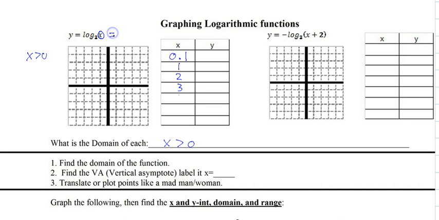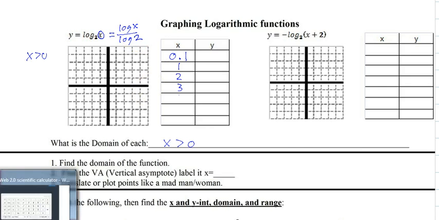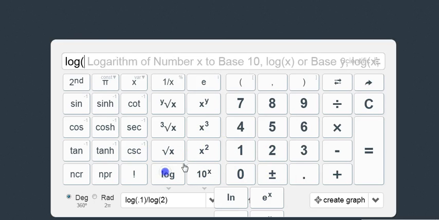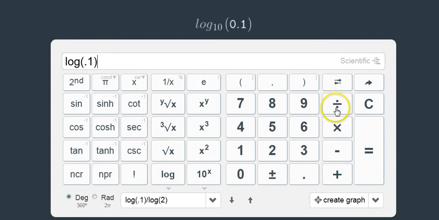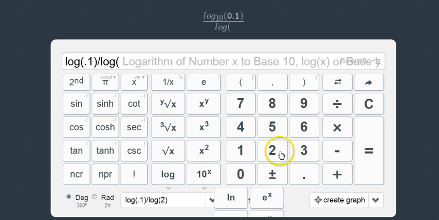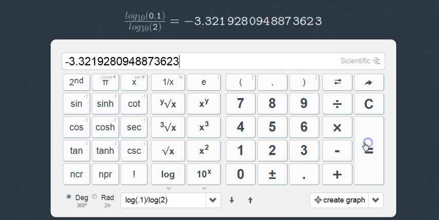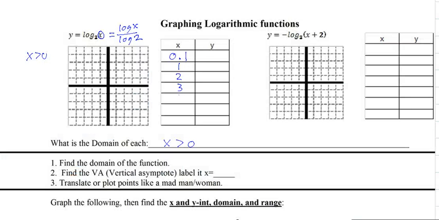And then to plug it in, we have to use the change of base because there is no log base 2 on our calculator. So log of x over log of 2. And now we can plug in the 0.1, but we will always be dividing by log of 2. So we go log 0.1 divided by log of 2. Close the parenthesis, hit enter, and there it is. Negative 3.32, and that's all we need. So negative 3.32.